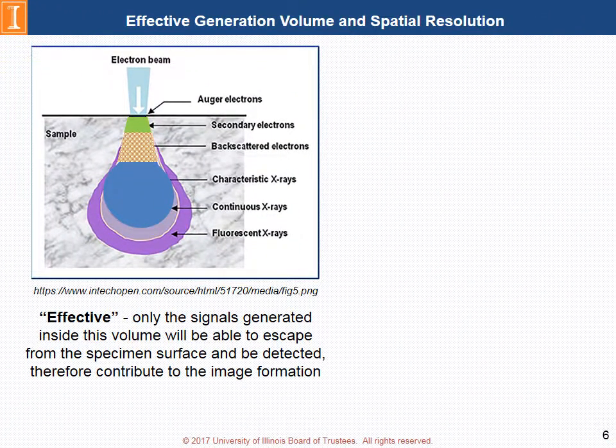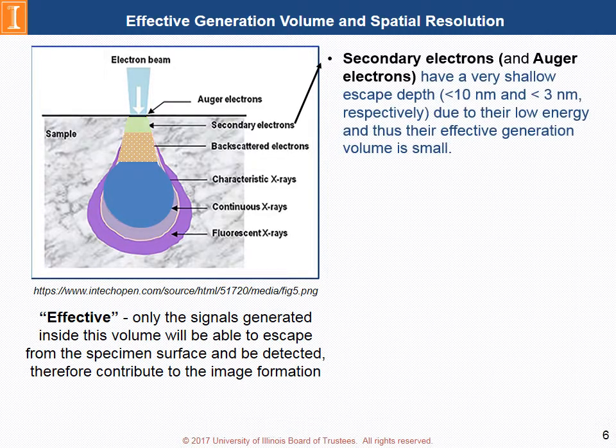There is an even more important concept, effective generation volume. It is called effective because only the signals generated inside this volume will be able to escape from the specimen surface and be detected, therefore contribute to the image. It is important since it limits the spatial resolution directly. Different signals have different effective generation volumes, depending on the energy the signal carries. Now let's take a look.